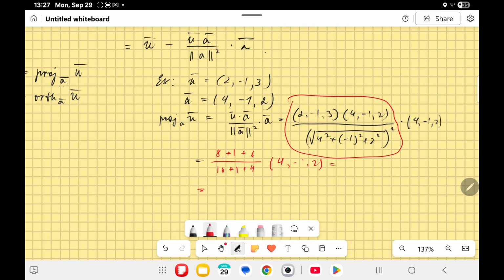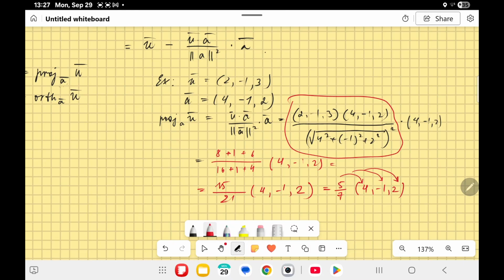Well, let's add. So I said that the numerator is going to be 15. What do we have in the denominator? 16 plus 1 plus 4. It's 21. And that's the vector 4, minus 1, 2. Well, I think we can cancel a little bit from 15 and 21. We can cancel 3, right? So it's 5 over 7 times the vector 4, minus 1, 2. What else you can do? You can multiply this fraction into every component, and that's going to produce just one vector. Maybe in the homework they're going to do it.